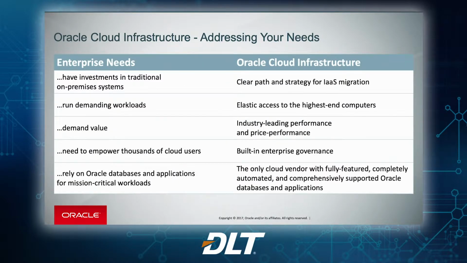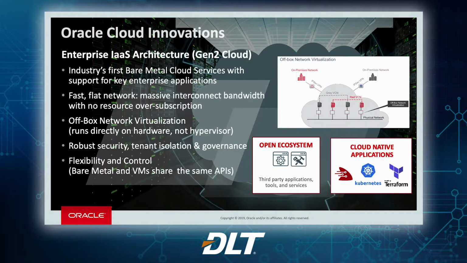Oracle Cloud Infrastructure is focused, like I said, on the enterprise, and the enterprise has unique requirements. So again, that lift and shift, the most demanding workload, and you can rely on your Oracle databases and performance and availability. So it's about meeting the needs of the enterprise. Oracle Cloud Infrastructure offers a number of very important innovations. First, Oracle was the first vendor to offer the bare metal cloud service.